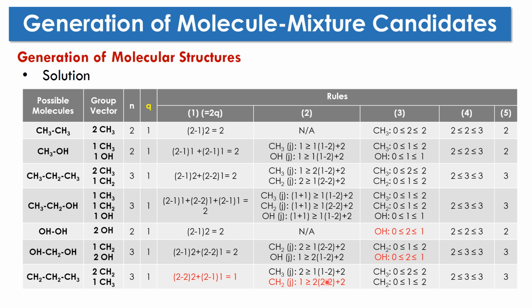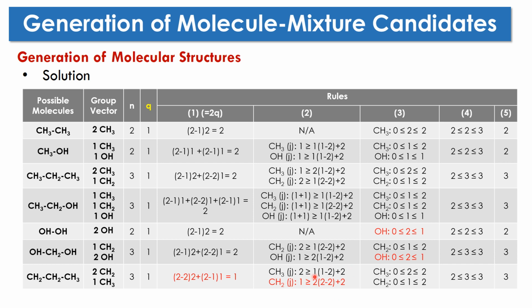So Uj for CH2 is 2, right? So 2 minus 2 plus 2. 2 minus 2 is 0. 0 multiplied with 2 is 0. And 0 plus 2 is 2. So 1 is not more than or equal to 2. So it does not satisfy the constraint. Even though one of them satisfies, another one does not satisfy. Even though only one does not satisfy, of course the rule overall is not satisfied.